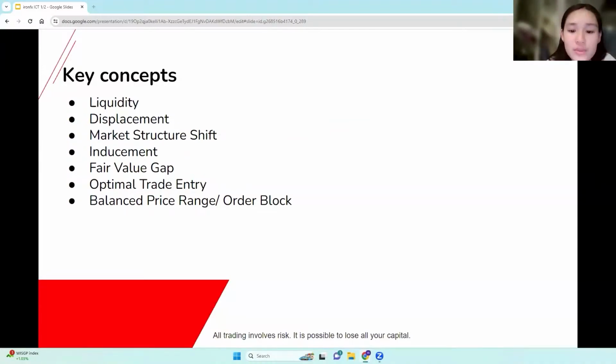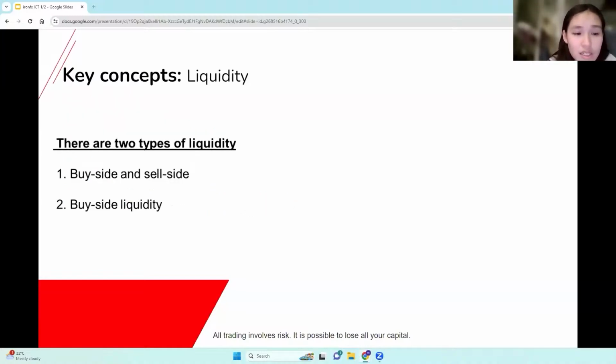Okay, so let's get into some of the key concepts. Firstly, for our key concepts, we'll go through liquidity, followed by displacement, market structure shift, inducement, fair value gap, optimal trade entry, and lastly, balance price range or order block. So these are the fundamentals that you need to know in order to take advantage of trading in this style. So the first key concept we'll go through is liquidity.